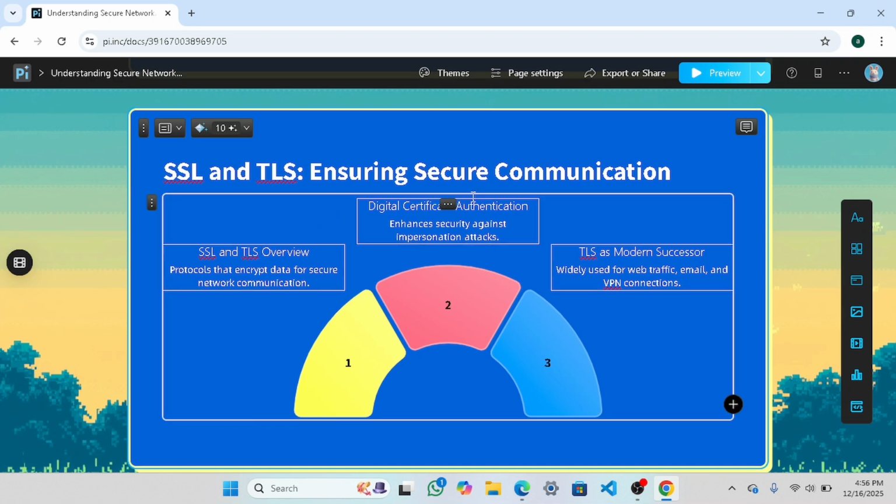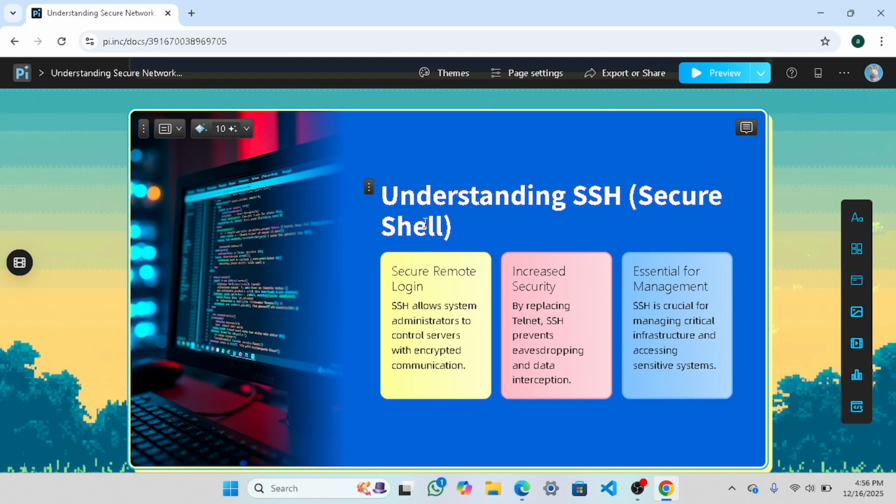SSL and TLS ensuring secure communication. How? First, SSL overview. Protocols that encrypt data for secure network communication. These protocols also provide authentication, digital certificate authentication, and enhanced security against impersonation attacks. TLS is the modern successor, widely used for web traffic, email, and VPN communication.